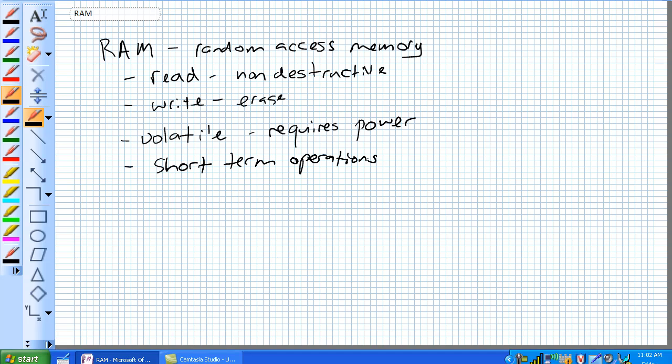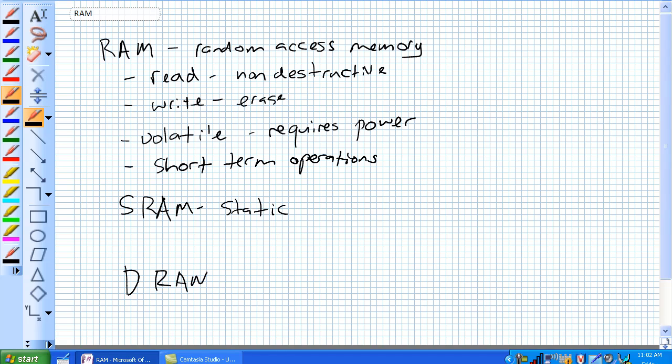So there are two major categories of RAM. The first one being SRAM, static RAM. And then the other one being DRAM, for dynamic. And the major characteristics that distinguish between these two guys: SRAM uses latches, whereas DRAM uses capacitors to store information.